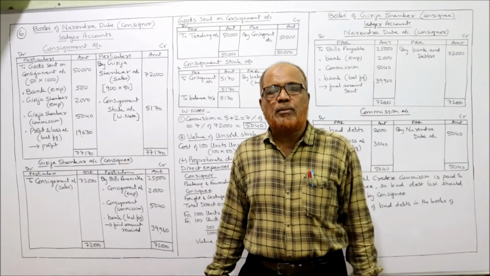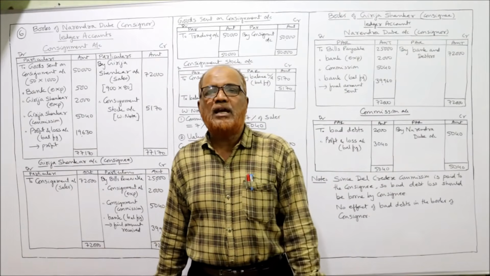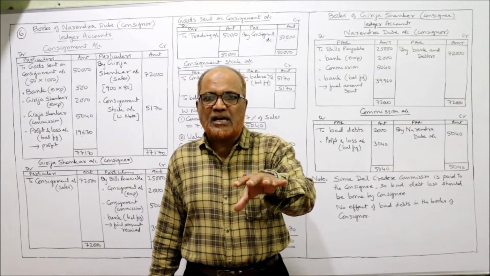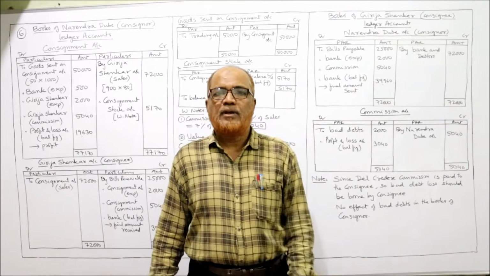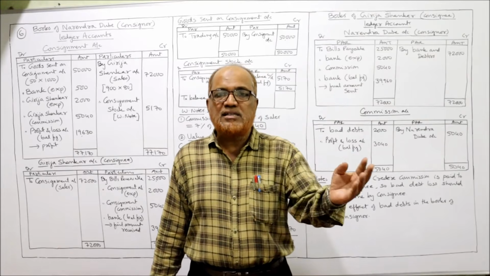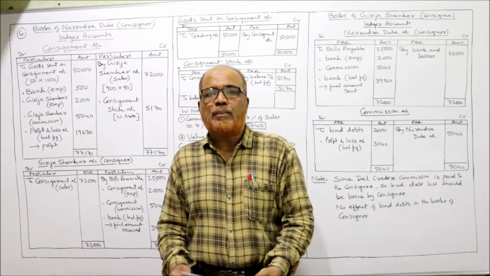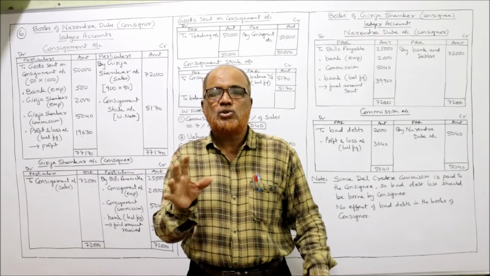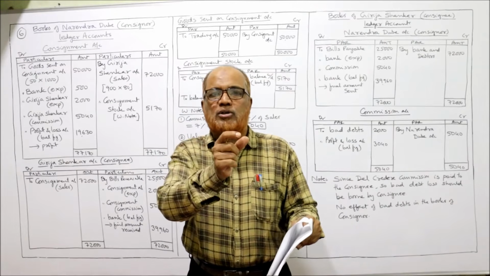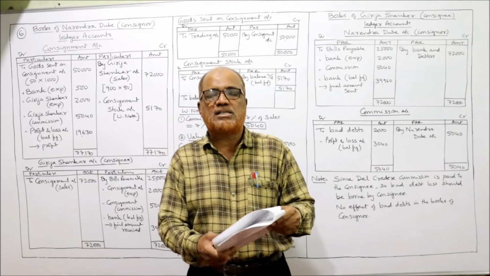Now what is this del credere commission? It is the extra commission given by the consignor to the consignee for bearing the risk of bad debts. If any bad debt arises on credit sales, then that bad debt loss should be borne by the consignee only, because the consignor is giving some extra commission. So in this problem, 2% extra commission called del credere commission is paid. Now if any bad debt arises, it should be borne by Girija Shankar, the consignee.